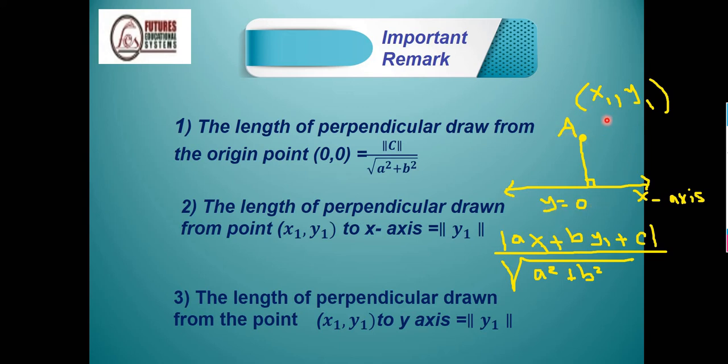If we have a point x1, y1 and perpendicular from the point to the x-axis, therefore direct substitution in this rule: a is 0, b equals 1, the coefficient of y, with c is 0, divided by square root of a power 2 is 0 plus b power 2, b equals 1. Therefore the result equals modulus y1.